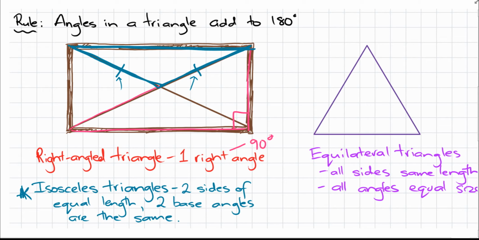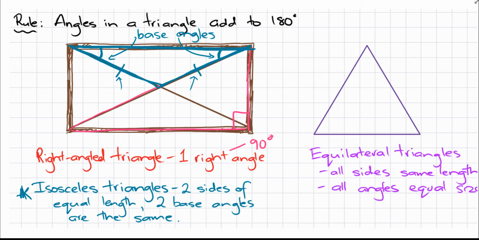Now the base angles for any isosceles triangle are at the base of the two lengths or the two sides that are of the same length. So this angle here and this angle here are the base angles. So those two angles there are called the base angles. And they are actually equal. So any base angles in any isosceles triangle will always be the same.